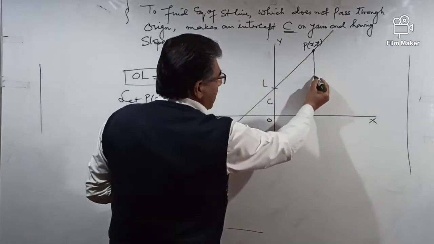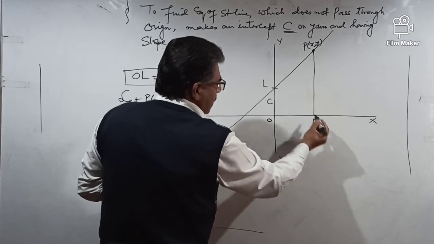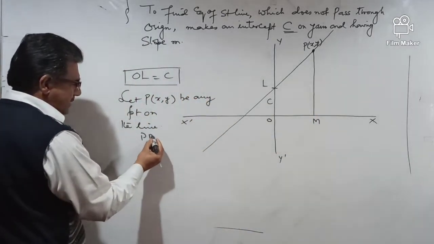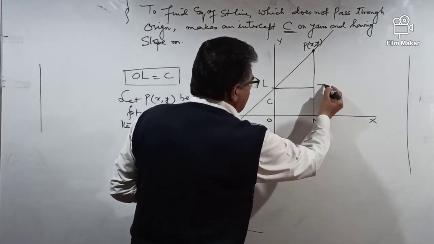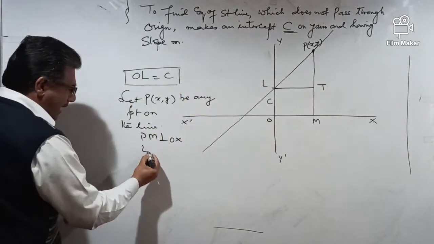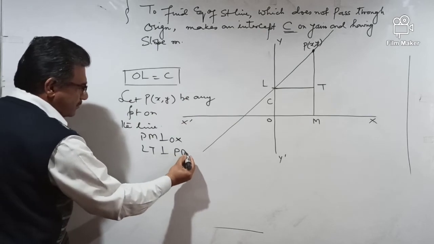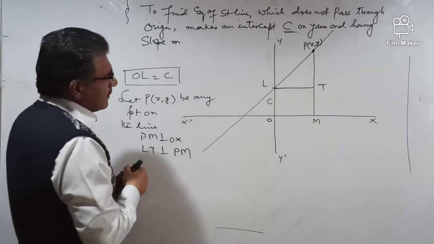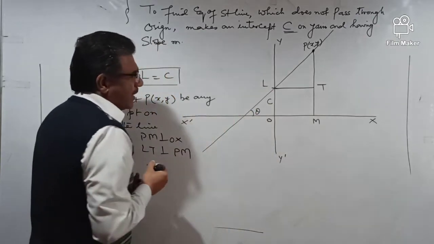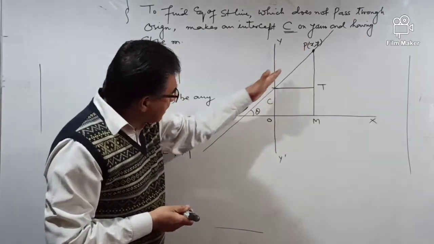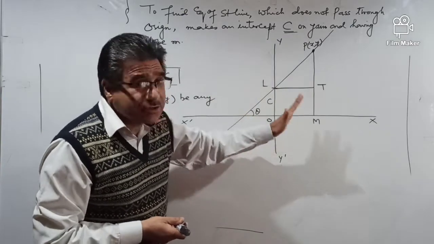What I will do, I will draw a perpendicular PM on OX. यानी PM is perpendicular on OX. And I will draw LT perpendicular on PM. LT is perpendicular on PM. Now, let us suppose this angle is theta. यानी let us suppose this straight line makes an angle of theta with the positive direction of x-axis.